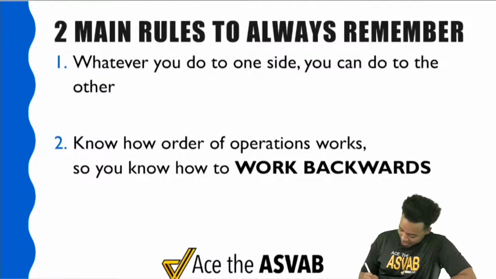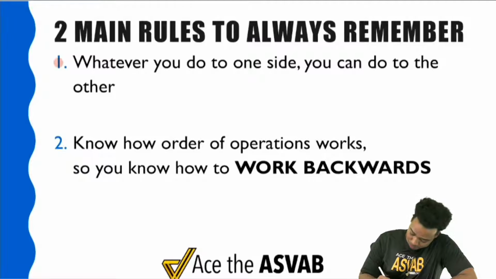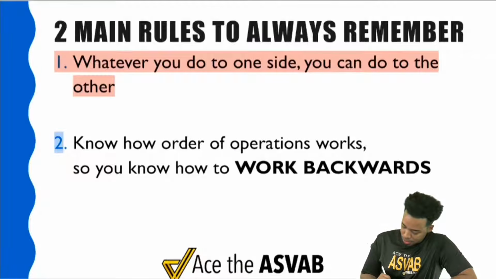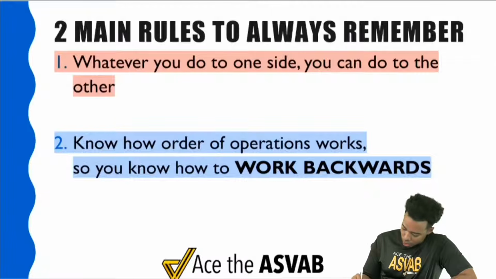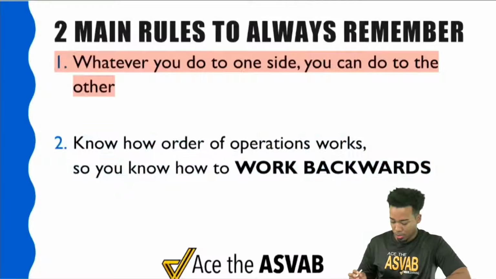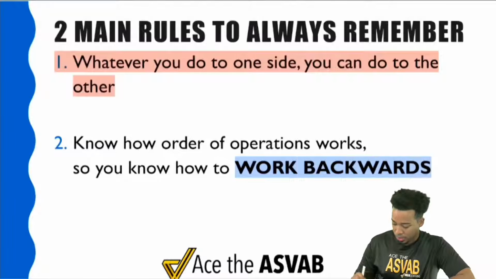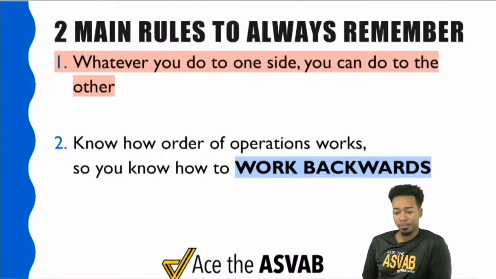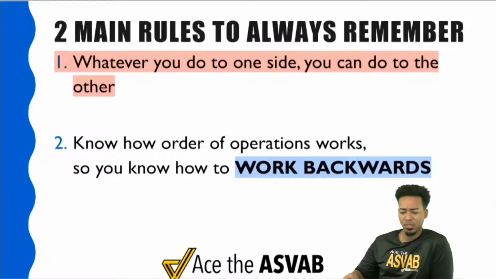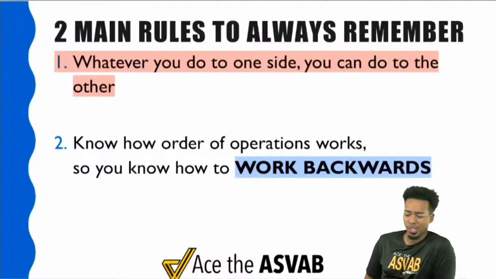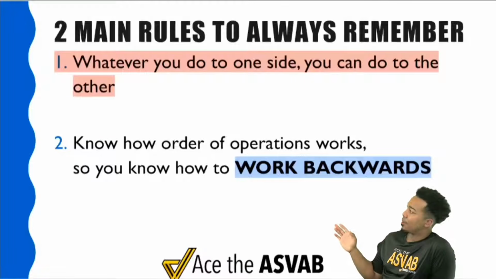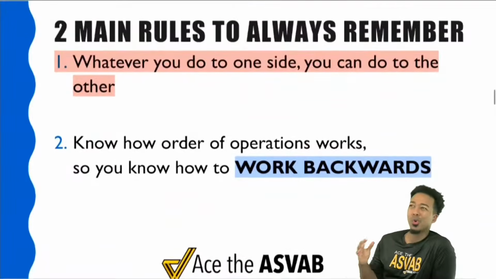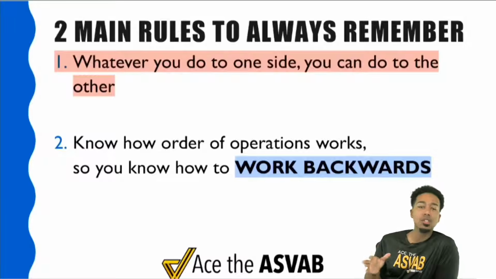So let's write this down again. Number one over here. Whatever you do to one side, you do to the other. And number two, know your order of operations. Know how it works, because you're going to be understanding that you're working backwards to solve equations. You are working backwards to solve them. And I'm going to give you just a few moments here, 10, 15, 20 seconds. Write that down, because the next thing that we're going to do is just look at a quick idea that you need to know.